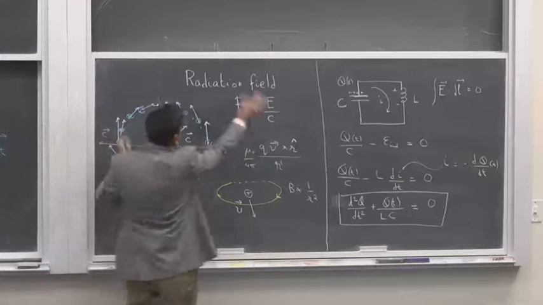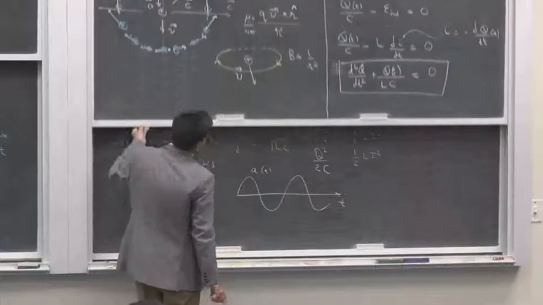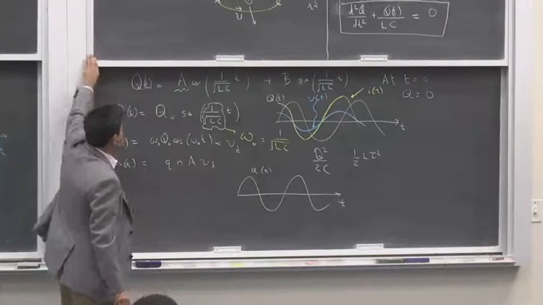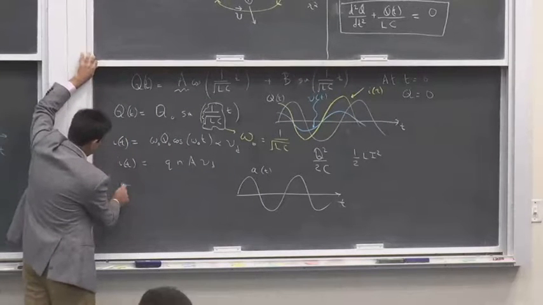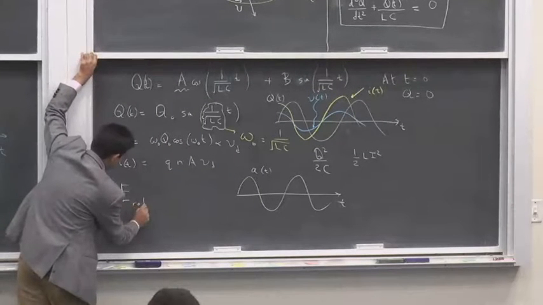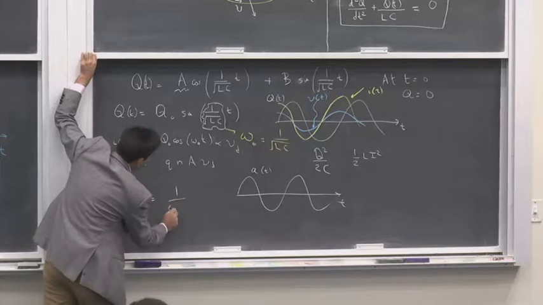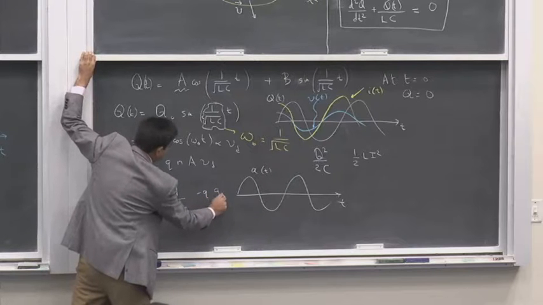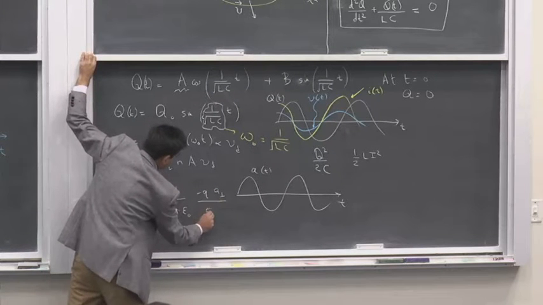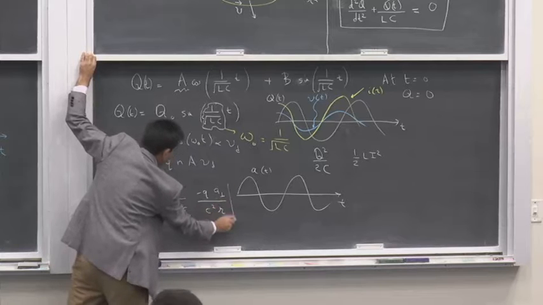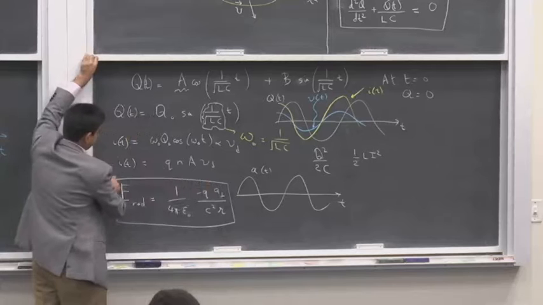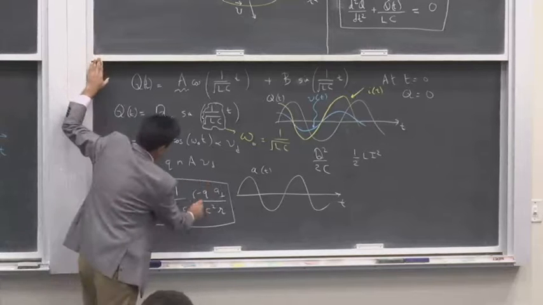In fact, this radiative electric field is actually something you should be, I'll put up a derivation on the website. This radiative electric field is given by 1 over 4 pi epsilon naught, minus q into A normal divided by C square R. I'm going to explain this in a minute.